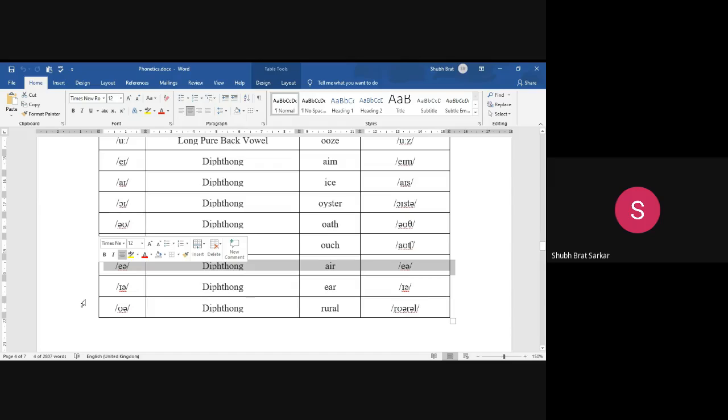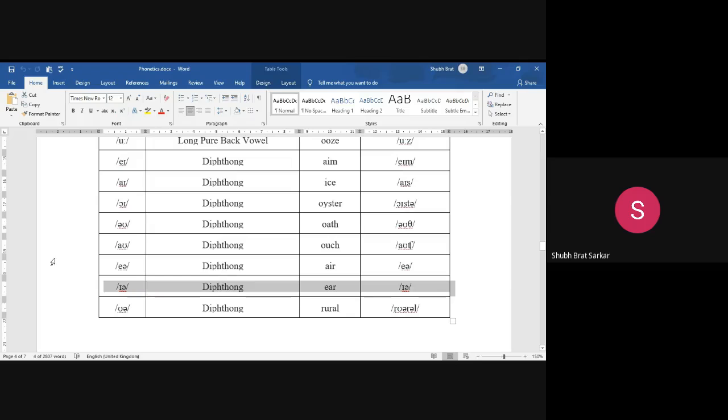Next diphthong is eə, as in a word like air. It's a monophonemic word. A single diphthong produces this word, air. Then we have ɪə. Ear is a diphthong, as in a word like ear, having a single phoneme, a diphthong.